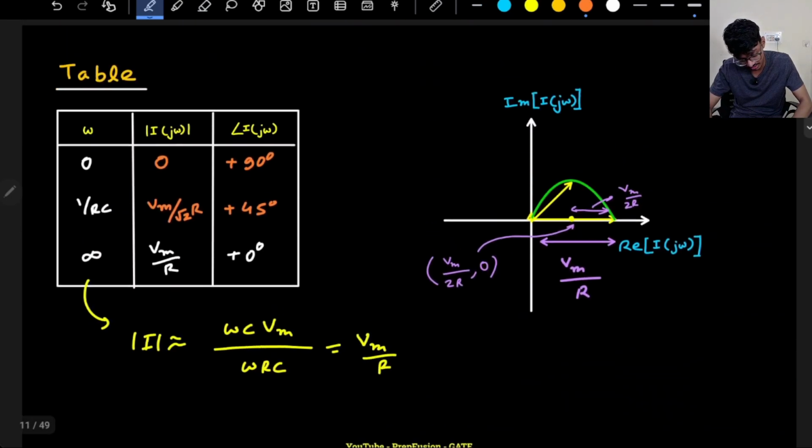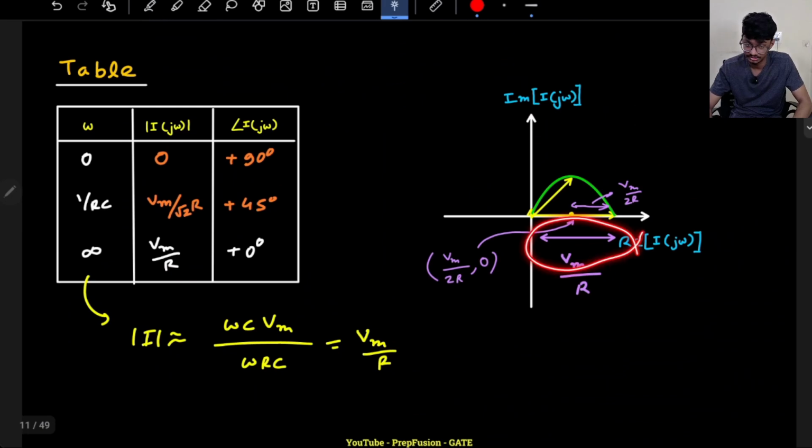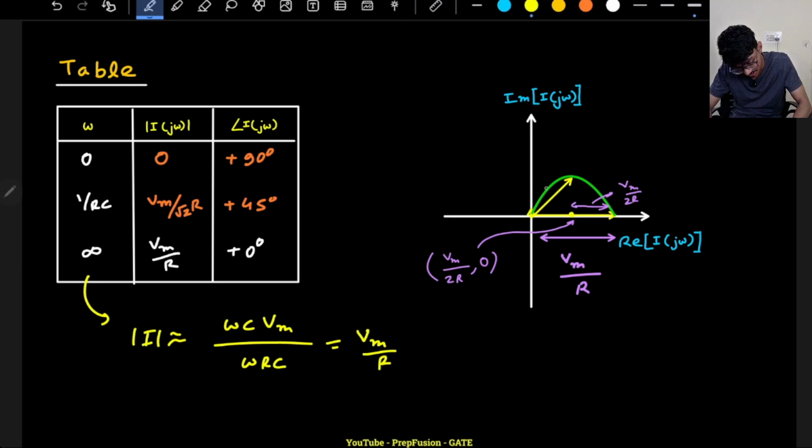So here that was the difference. Previously the diameter was Vm by R, the center was Vm by 2R, and the circle was something like this. My direction was something like this: I started from 0 magnitude, and I went on to the 0 degree angle only, but with magnitude Vm by R. So that is the difference. Here this is the value from where I start at omega equals 0, and this is the value where I end at omega equals infinity.